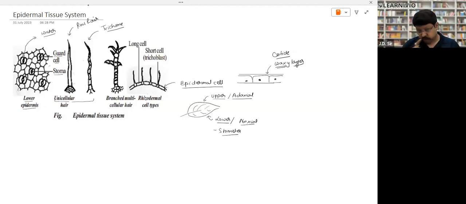Please note down whatever I have told you, and draw the diagram I have drawn right now. The cuticle, this waxy material, is also known as cutin. Remember it. It prevents loss of water.